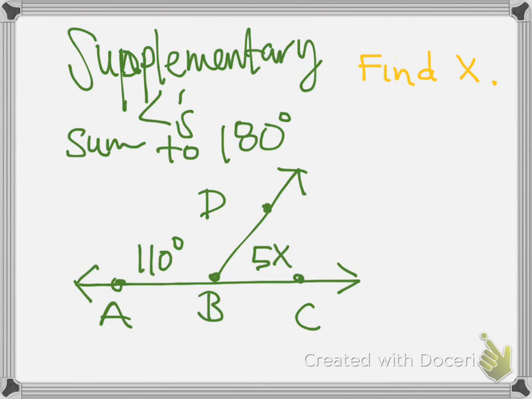So the easiest way I think to do it is know they add up to 180, so this must be 70 degrees. Angle DBC is 70 degrees, and so to find x, I go 5x equals 70. And then I solve, and I think that's 14.